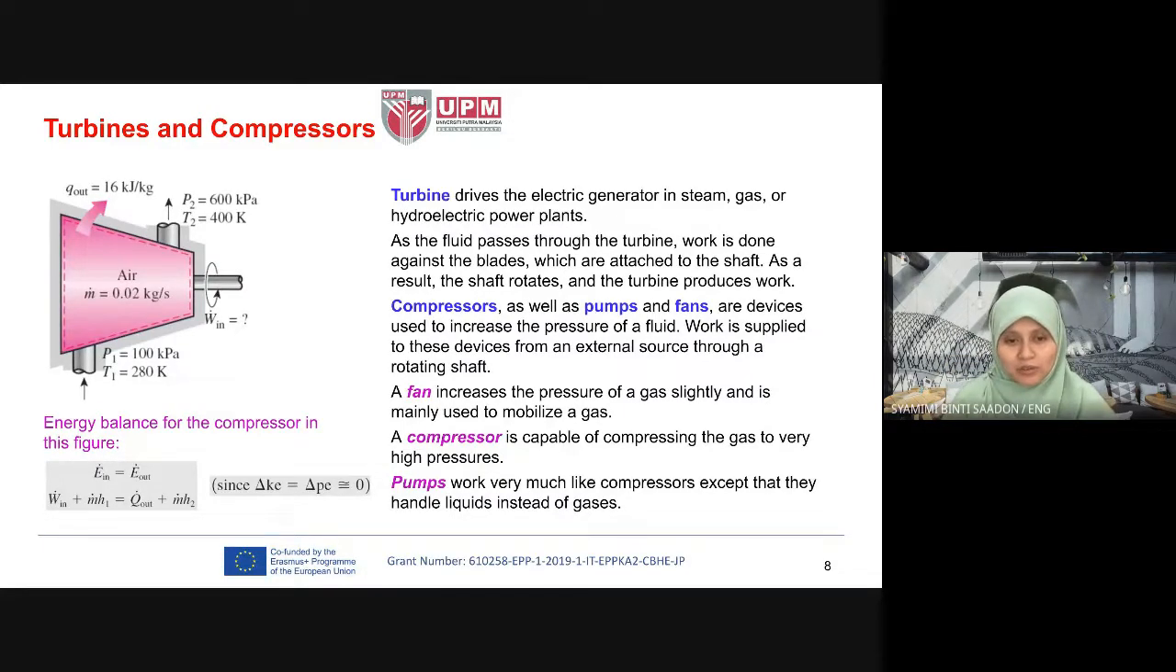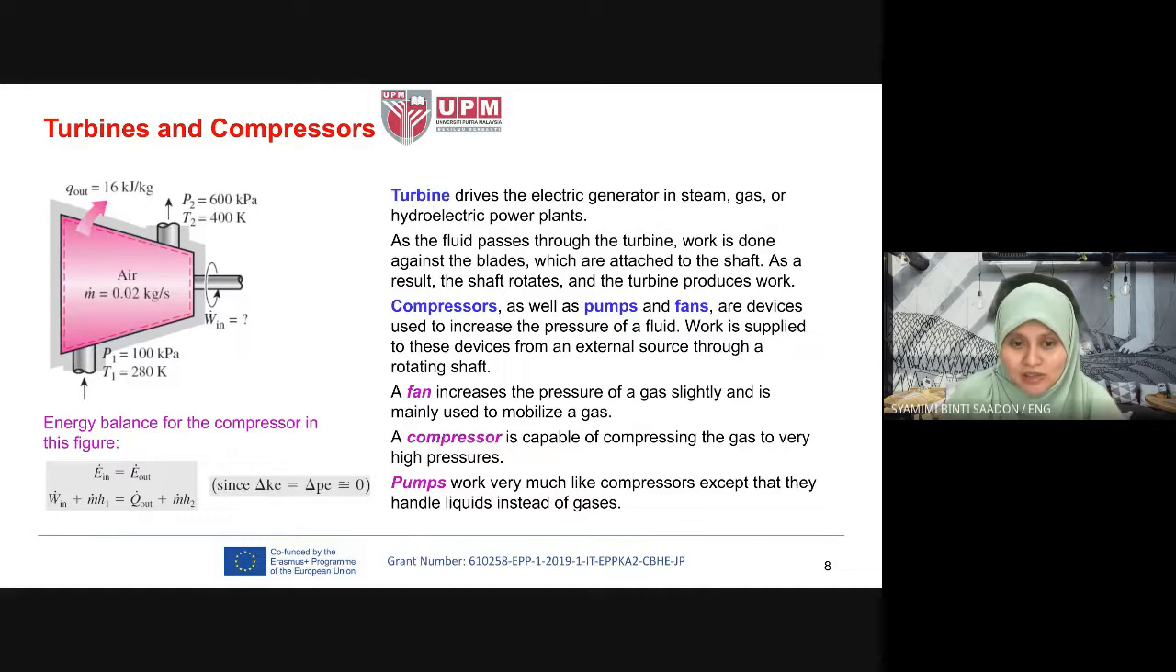Okay, because the compressor is the device that needs to work. Compressor as well as pumps and fans. Pump and fan are also considered part of compressor because the function is the same, just that the objective may be different. But the function to increase the pressure and to increase the temperature is the same.